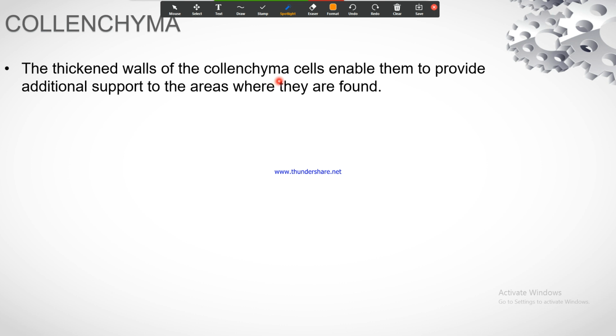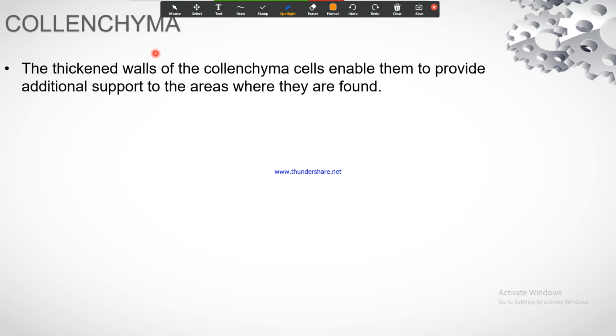Assume a situation during a heavy cyclone or wind storm. What happens? Tall trees or plants like palm trees or coconut trees just bend but they don't break. They have that flexibility. That flexibility is provided by collenchyma tissue. Because of collenchyma tissue, plants cannot break but they can bend. So complete flexibility and mechanical support are provided by this tissue.